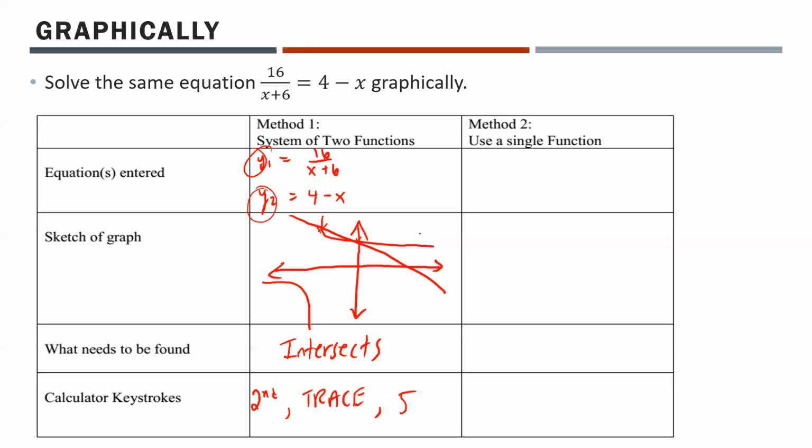Now, another method is just to use a single function. And not going to lie, I actually usually prefer this method. I just think it's easier for me. But again, whatever floats your boat. Using a single function basically just means get everything to one side. So I would subtract 4 and I would add x. So I would put in y1 equals 16 over x plus 6, minus 4, plus x. Not part of the fraction, of course.